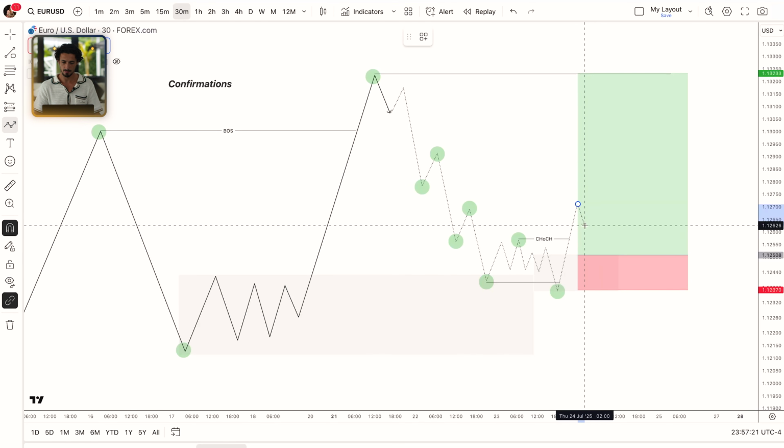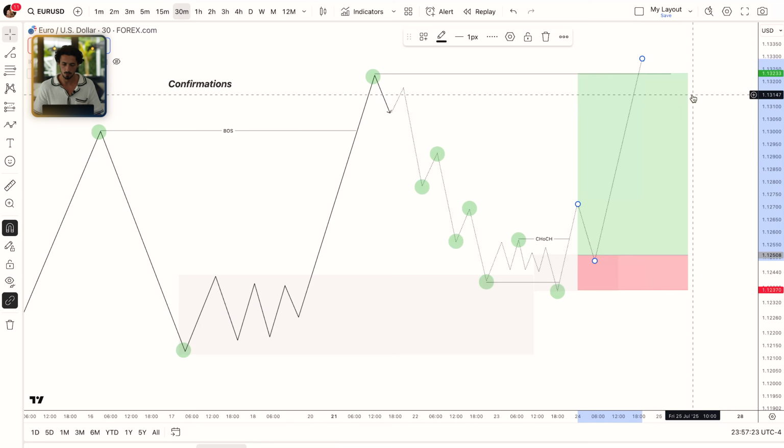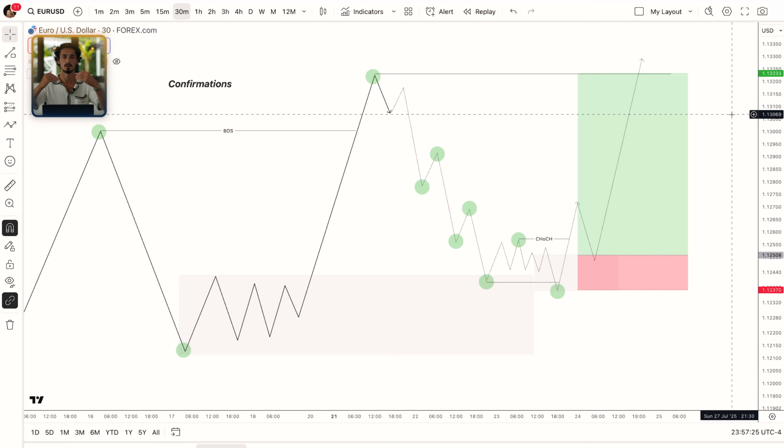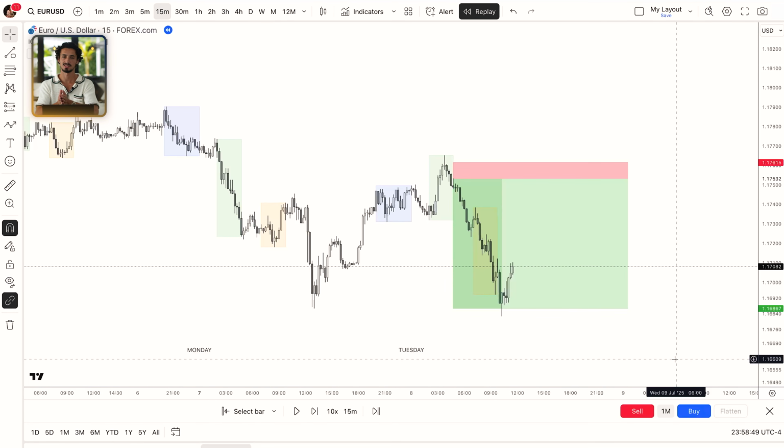And then you patiently wait for price to come back in and then take you away to your direction, which is already mostly confirmed. So now I want to show you everything combined by breaking down this one simple trade, combining everything that we just learned.